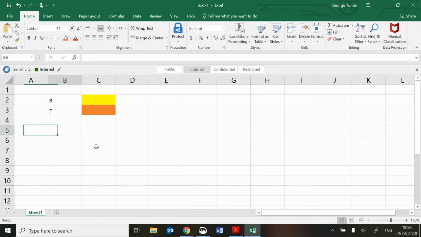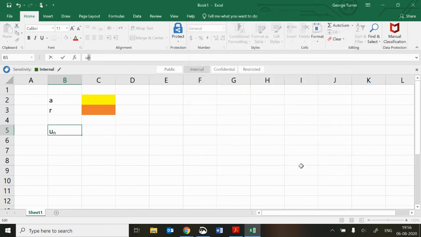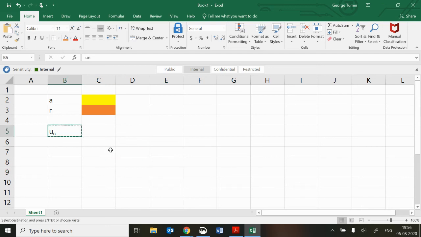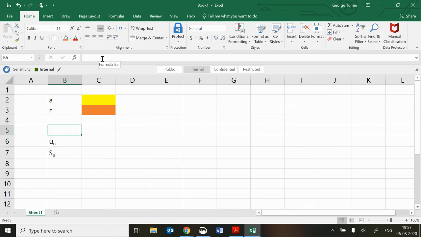Now I'm going to put in a sequence for UN, a geometric sequence. I can use a subscript here, probably just being a bit lazy. Subscripts, where are they? Okay, right, so I've got that. Let's change this to SN as well, capital SN, like so. Let's cut those, put them here. Put N in here.